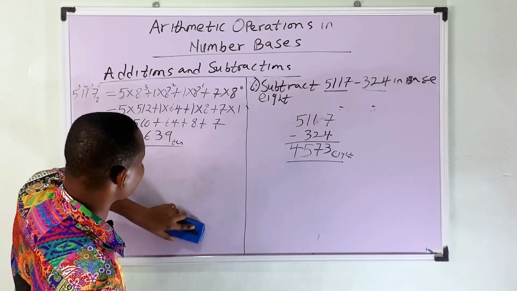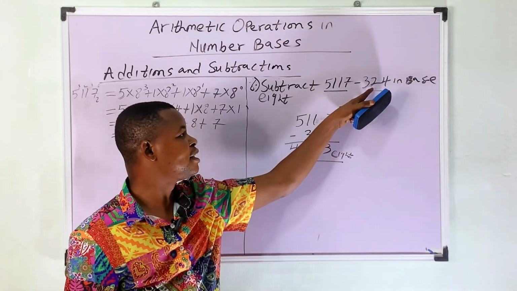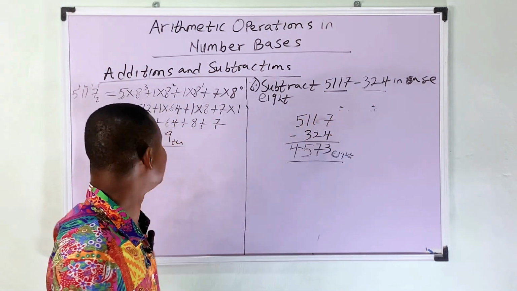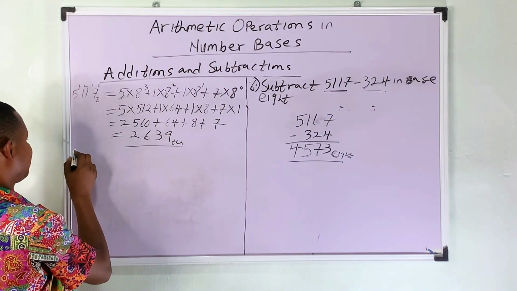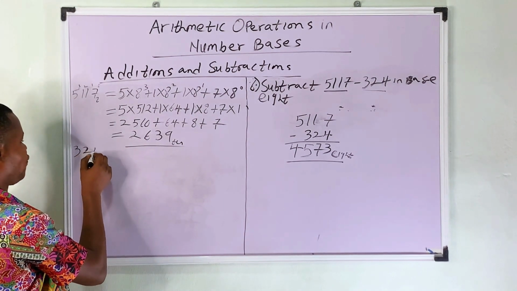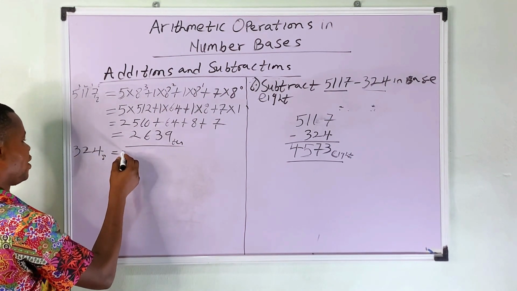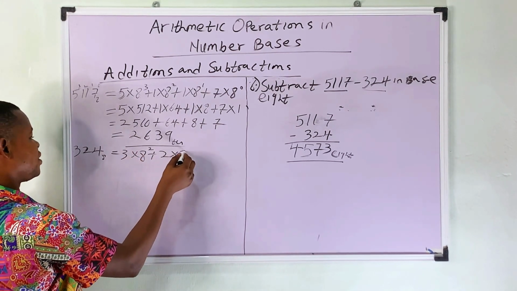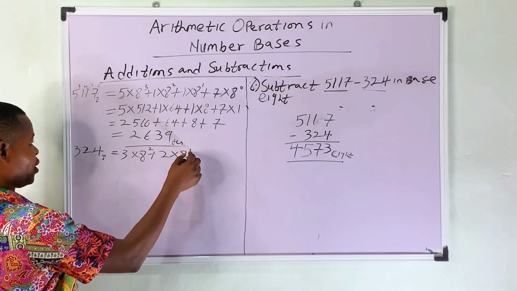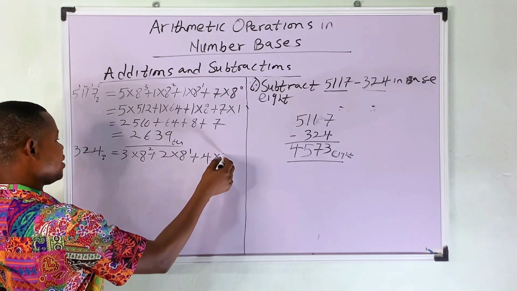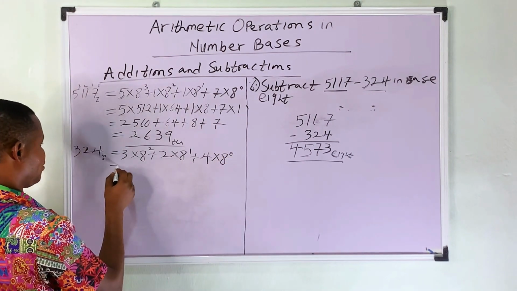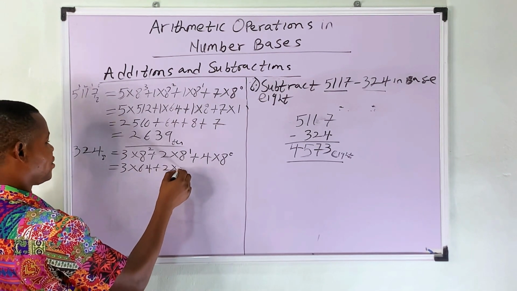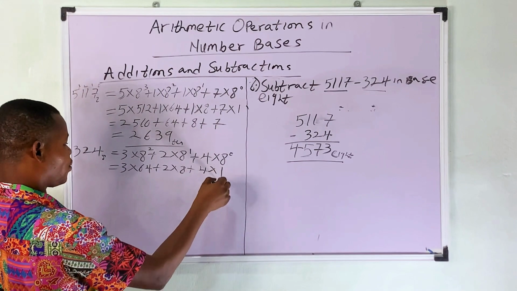So the next thing now, we're going to convert this 324, also to base 10. 324 in base 8. Let's convert it to base 10. We have 3 times 8 raised to power of 2 plus 2 times 8 raised to power of 1, then plus 4 times 8 raised to power of 0. This is 3 times 64 plus 2 times 8 plus 4 times 1.